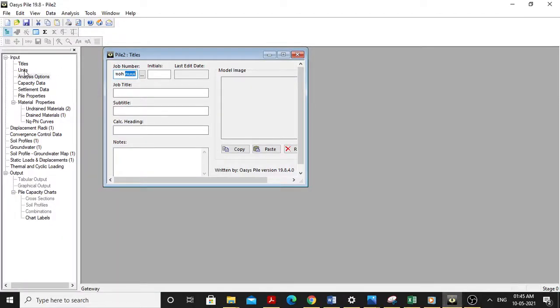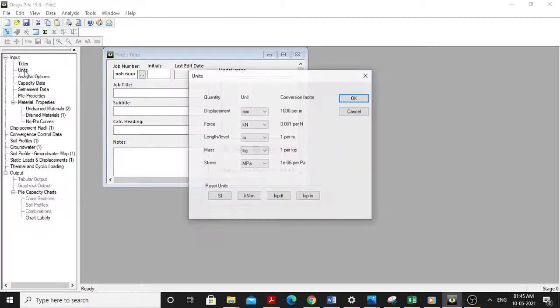Hello. Now I have just opened the PILES software of Oasys, and now I just want to show you how I have done this work. Initially, you can go to the units and check that here I have specified the units as per my user friendly nature: displacement in mm, force in kilonewton, length per level in meter, mass in kg, and stress in megapascal.